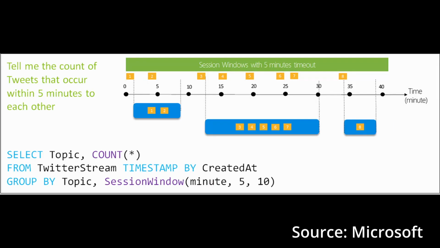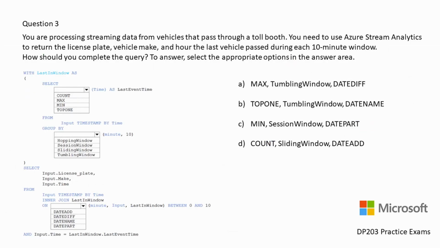We also have the session window. A session window is considered when someone asks, tell me the count of tweets that occur within 5 minutes of each other. The main idea of the session window is basically to group events that happen at a similar time. So in this case, session windows with a 5 minute timeout are considered. In this question, we want to group vehicles passing during each 10-minute window. So the appropriate windowing function to consider would be 10-minute tumbling windows. That narrows down our options.